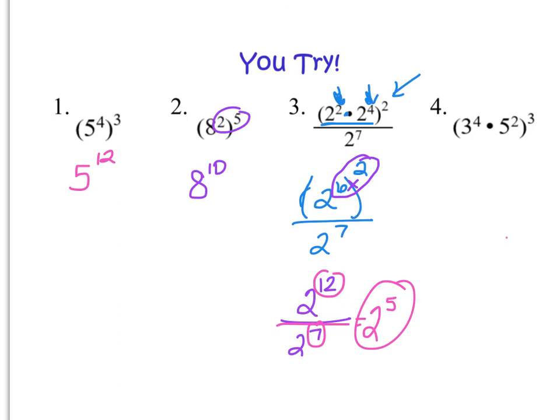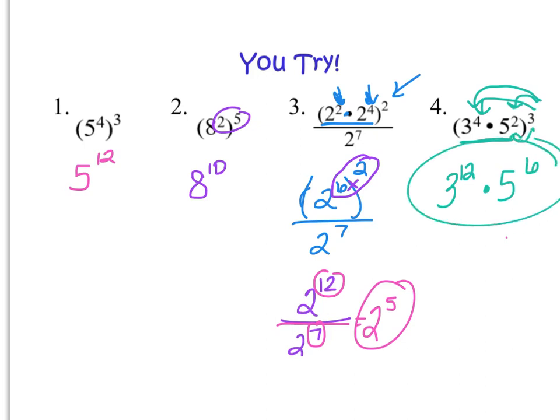And number 4. Okay, I cannot combine what's in the parentheses since we don't have like bases. So I just need to distribute this outside exponent of 3 to both the exponents inside. Since we're raising it to the 3rd power, I use multiplication. So it's going to be 3 to the 12th, because 3 times 4 is 12, times 5 to the 6th, because 3 times 2 is 6, and that's our simplified answer.